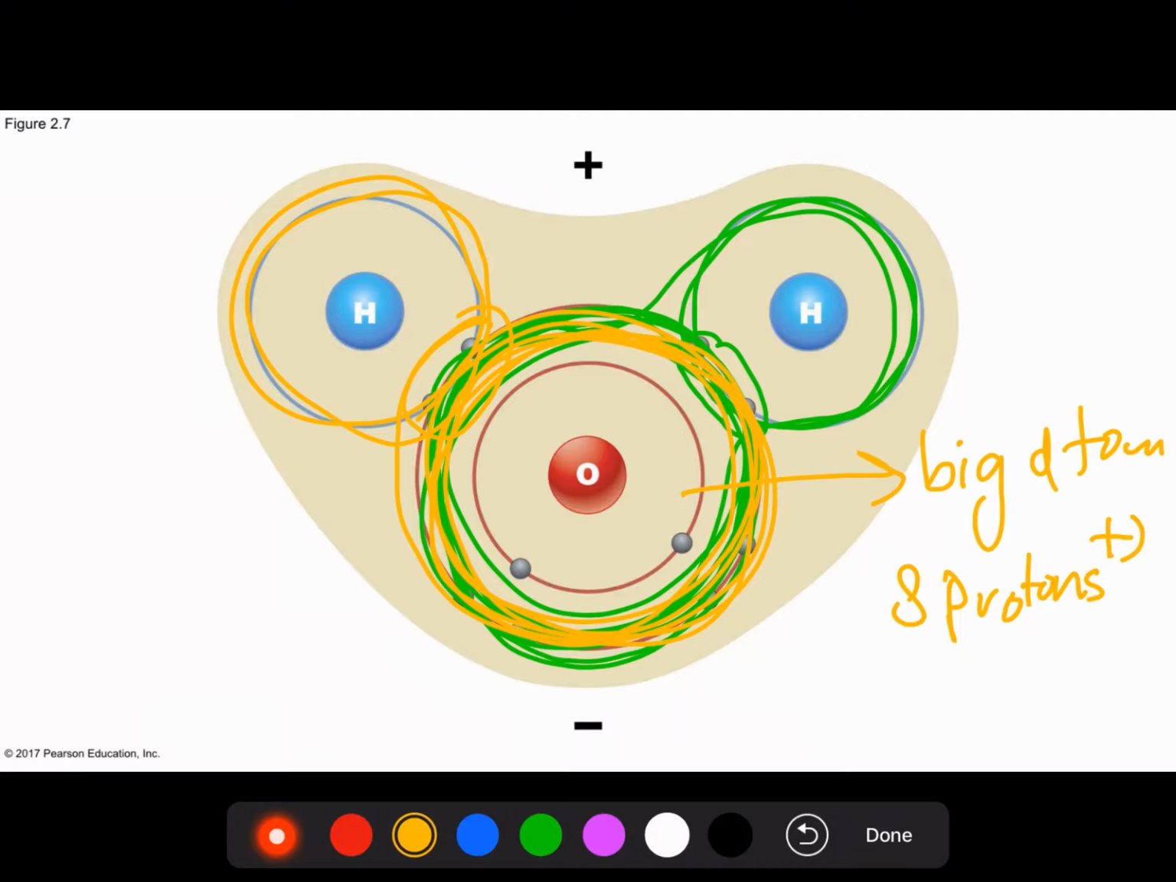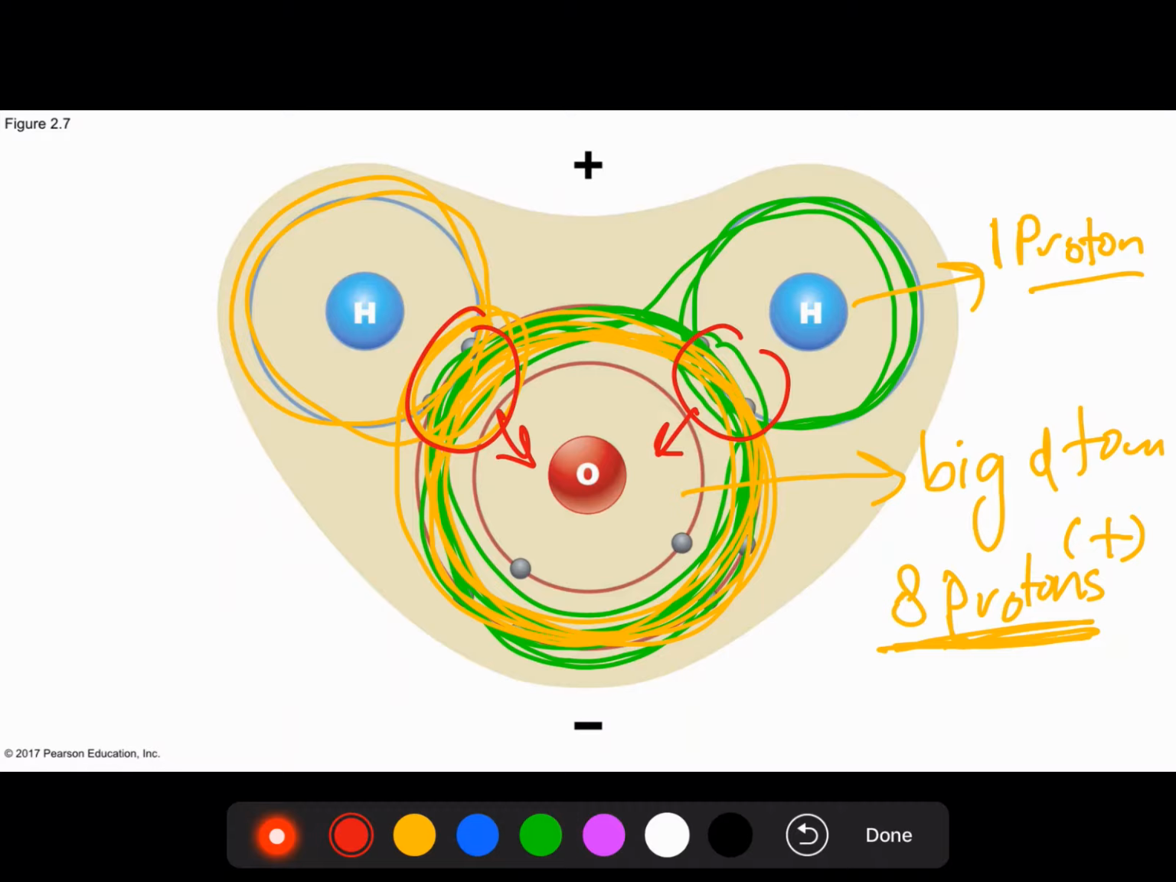Protons, if you remember, are positively charged particles. So, 8 protons. If you think of this as magnetic power, and hydrogen has just 1 proton, then the magnetic power of 8 protons is, of course, much more than 1 proton. So these electrons are going to get attracted to the oxygen, and that's why they are going to spend more time around the oxygen, less time around the hydrogen.